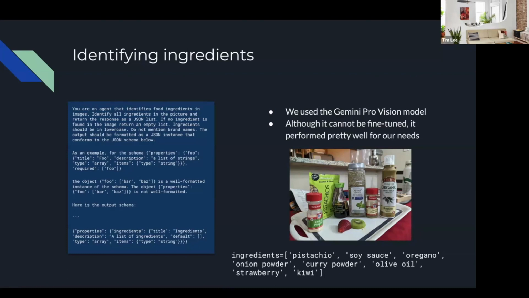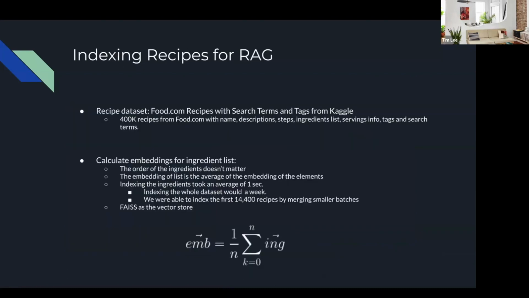So the next step is we're going to use RAG to pick the recipe. The first step for us, and it was a little challenge at first, is how we calculate the embeddings for ingredients. So I forgot to mention, we're using a recipe data set. We found one on Kaggle. It has 400 recipes, but if we index everything, it would take like 7 days. So we only start with the first 4,000.